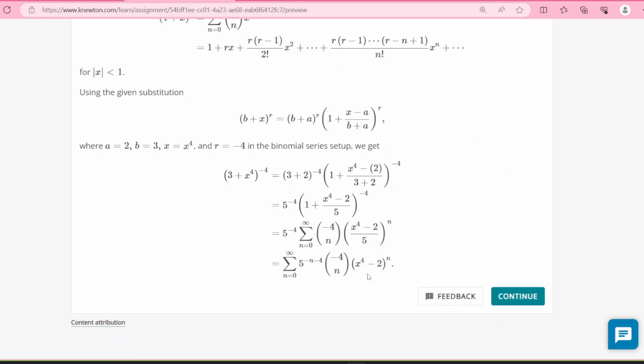Hmm. So I'm going to send some feedback actually about this, because once again, this is not powers. This is a series involving powers of x to the fourth minus 2, not x minus 2. So this would actually be centered at the fourth root of 2 and not 2. All right, so I'll do that and come back.